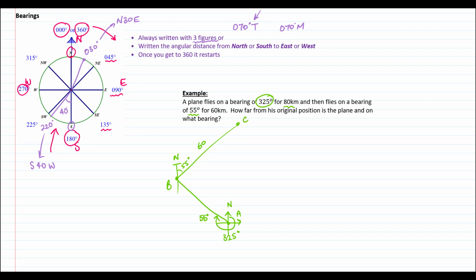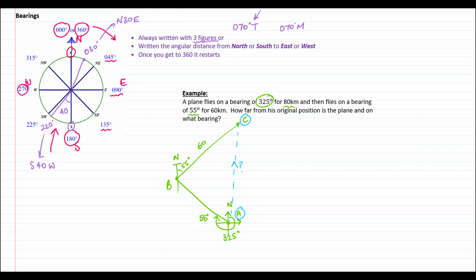My diagram is still pretty rough, and I've got a lot of things drawn on it, so sometimes having multiple coloured pens helps here. Now it asks me how far is the plane from his original position, and on what bearing. So let's change colours very quickly. We want to know on what bearing is this blue line from the original position. So original position is A, final position is C, and we also want to know what distance is this.